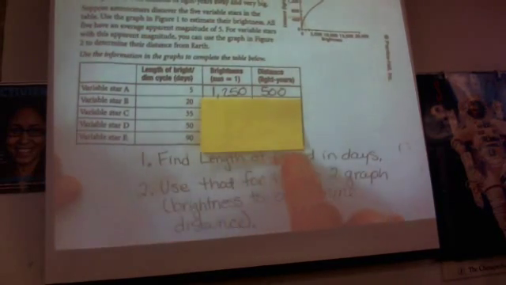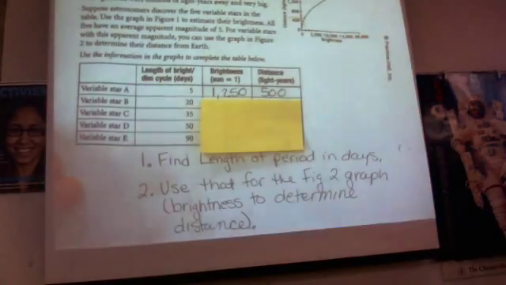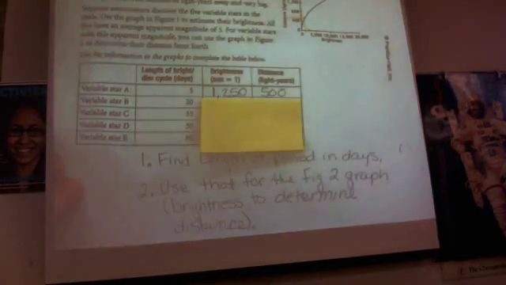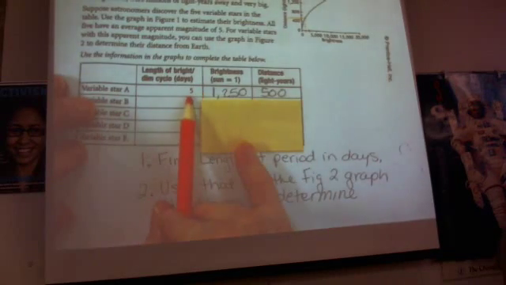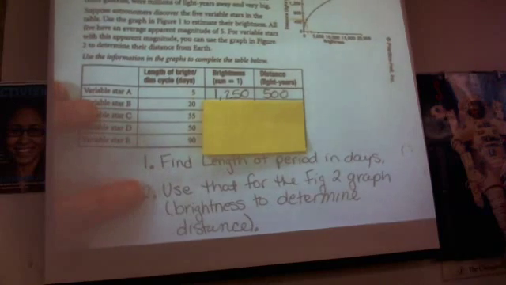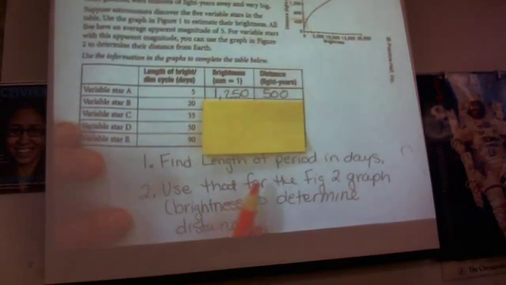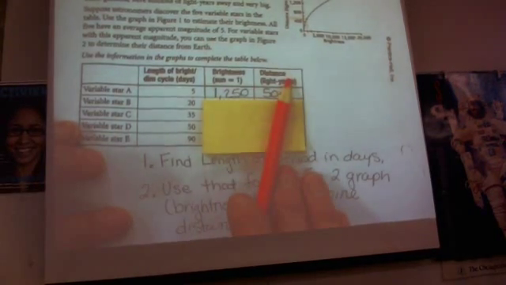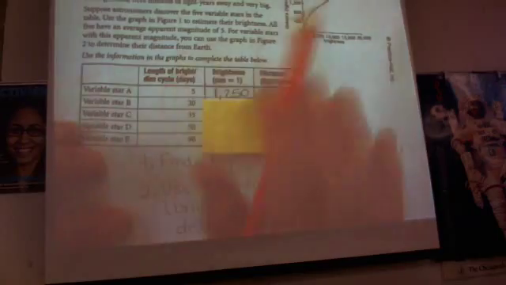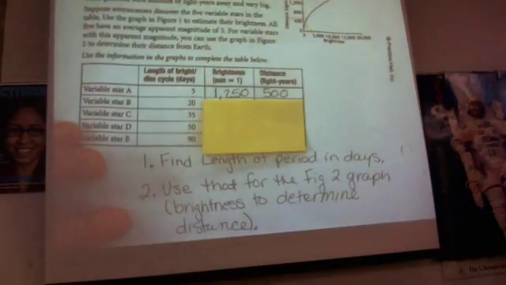Number 1, you're going to find the length of period in days, because that first graph is in days, and that's the information they provide you. 5 days. The second step, and then we'll find the brightness, is to use that for figure 2 to figure out distance. And right here, distance is on the y-axis.